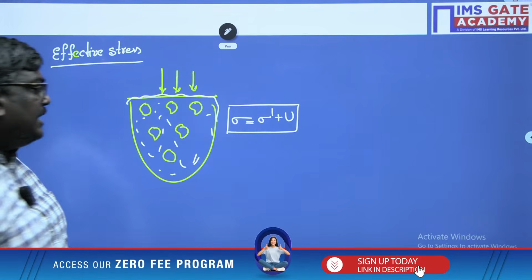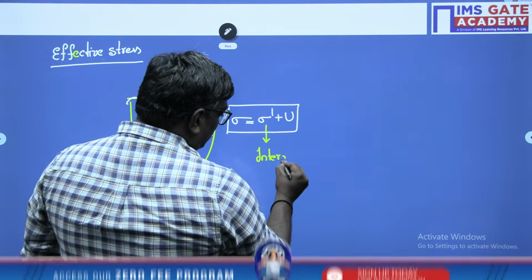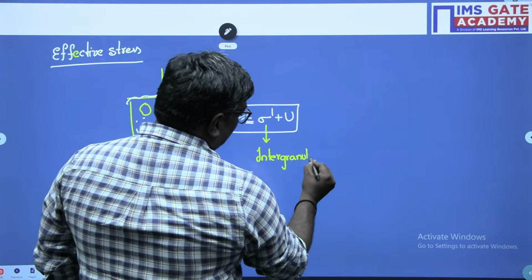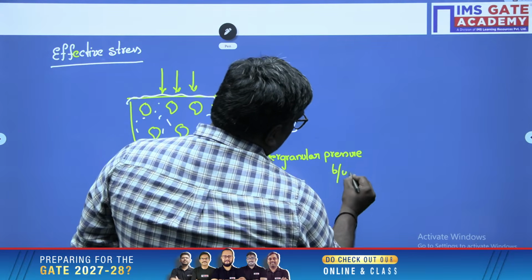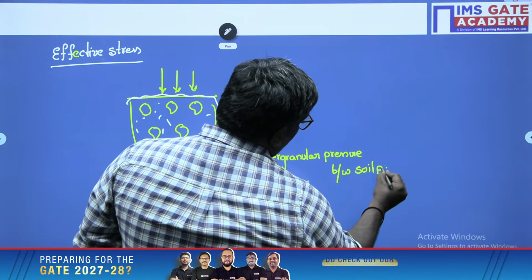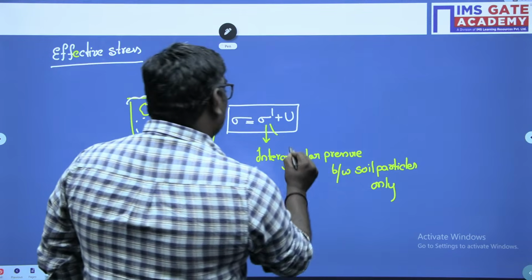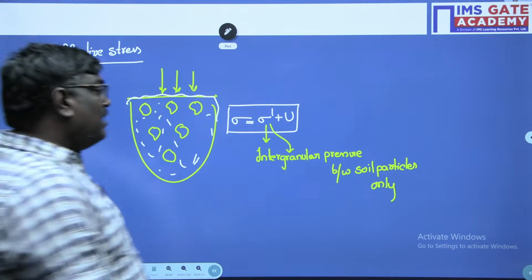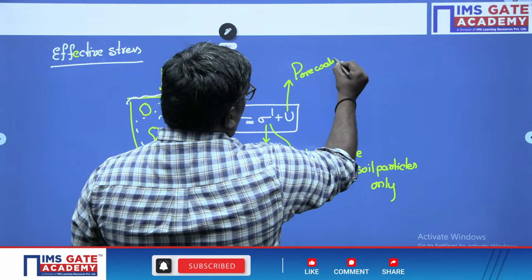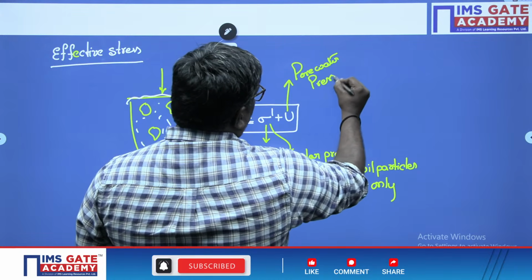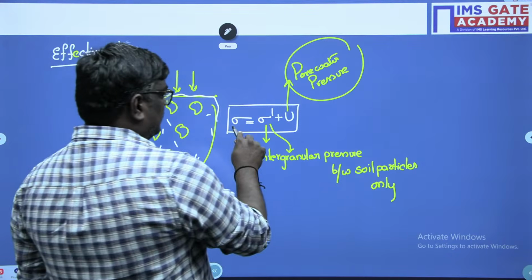Sir, now see what is effective stress. Effective stress is nothing but the intergranular pressure between soil particles only. The intergranular pressure between soil particles only, we call it effective stress. Similarly, what is U, sir? U is nothing but the pore water pressure. So here you should understand this.